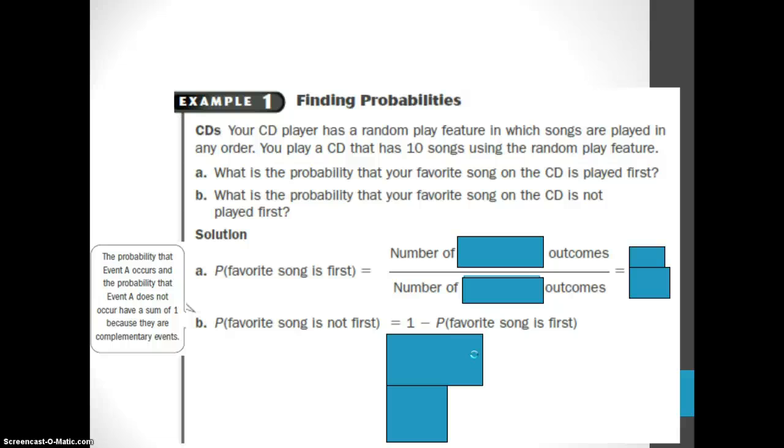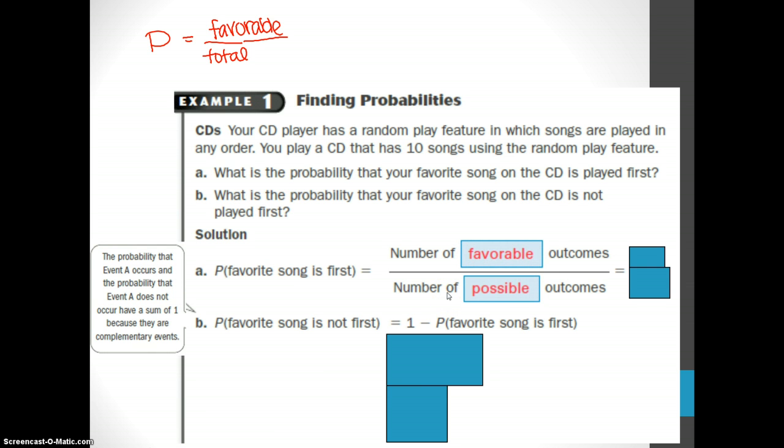Example 1, finding probabilities. Your CD player has a random play feature in which songs are played in any order. You play a CD that has 10 songs using the random play feature. What is the probability that your favorite song on the CD is played first? Let's go back to when we talked about the formulas for probability. It is your favorable outcome over your total. So the probability that your favorite song is first is favorable over total possible.